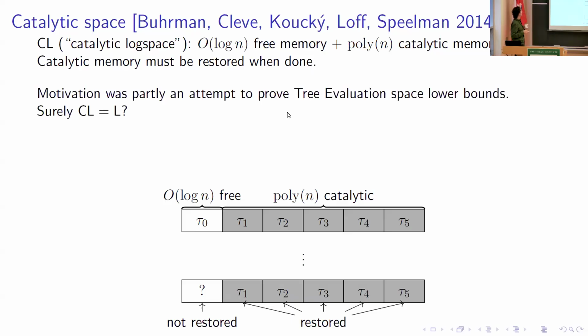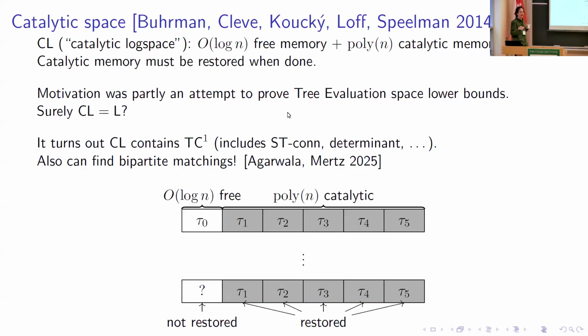And so this model was introduced in 2014 by Berman, Cleve, Kuki, Loff, and Spielman. And part of the motivation for it was actually the tree evaluation problem. The authors, I understand, were trying to prove space lower bounds, and a natural step along the way seemed to be to show that memory that's in use can't be reused. So in other words, they were basically saying, surely catalytic log space is the same thing as log space, so we better prove that. And what they found instead is that this used memory is actually very useful, which is really surprising.